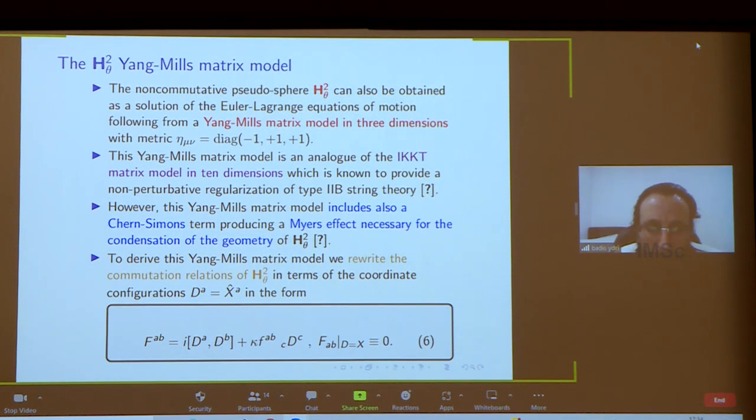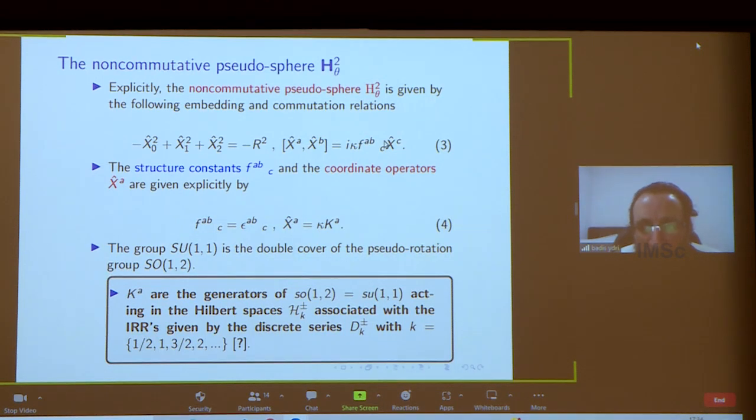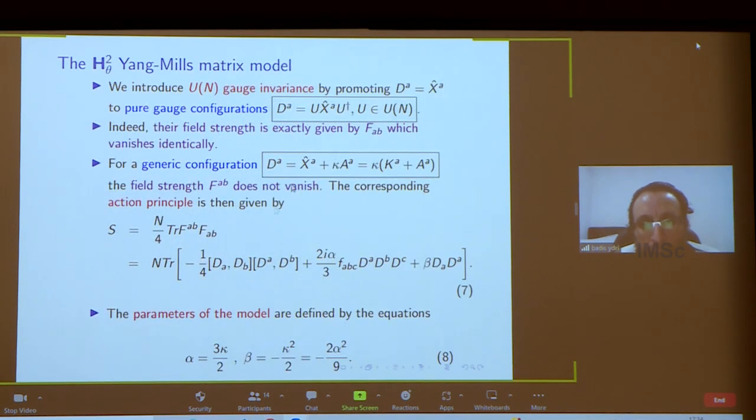So I write a field strength. If I replace the A by the coordinate operator, I get 0. This is exactly this commutation relation. However, now I replace this configuration by pure gauge configurations, which are given by U X hat U dagger. Then I include non-trivial field configurations by adding some connection, kappa A, and I write an action which is given by the usual Yang-Mills action. I take a complete square, F squared, where F is the field strength, and I write this matrix model. This is the matrix model I would like to study.